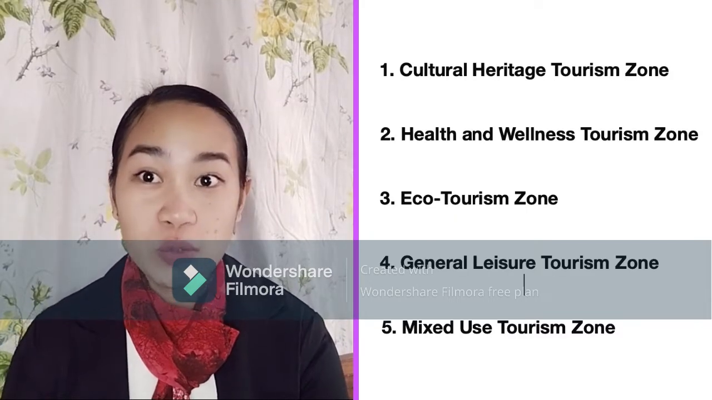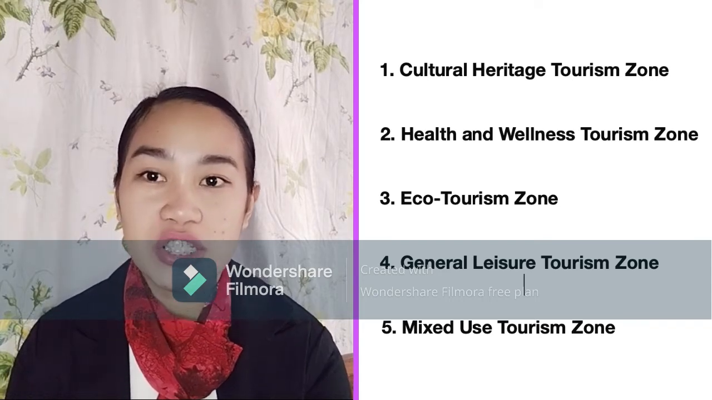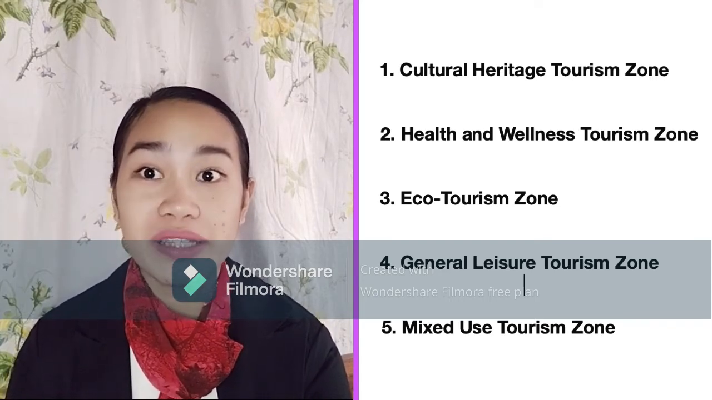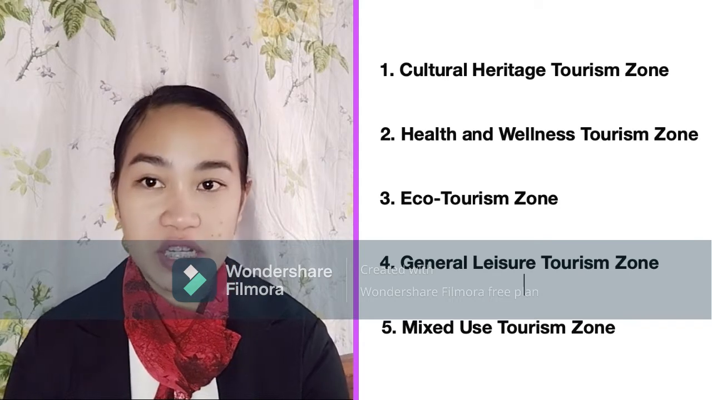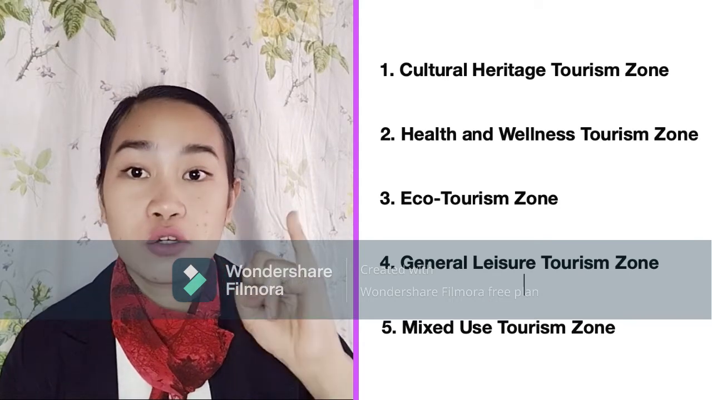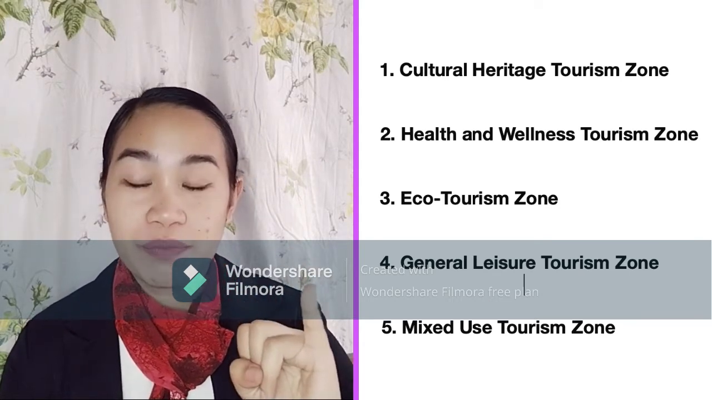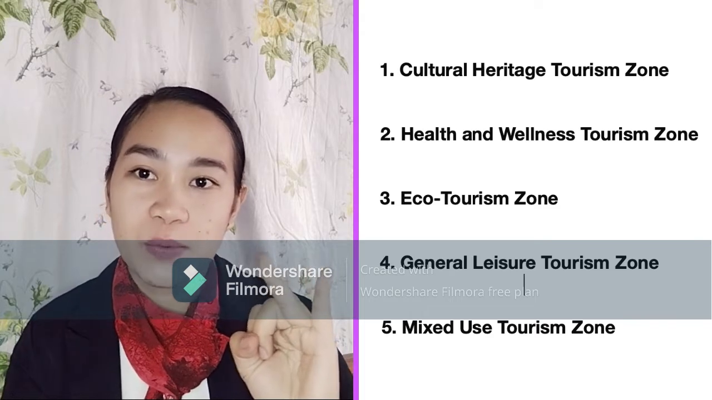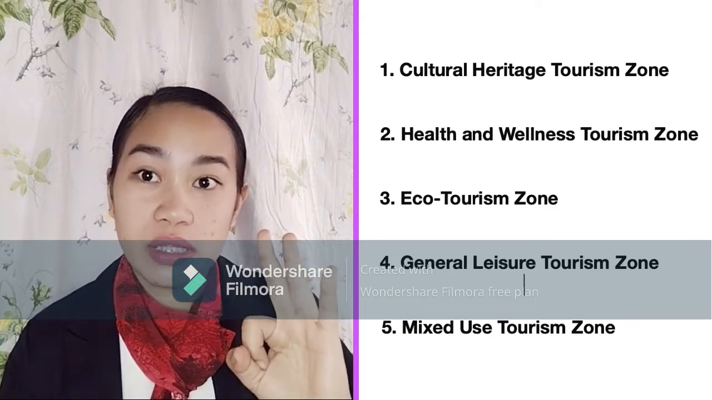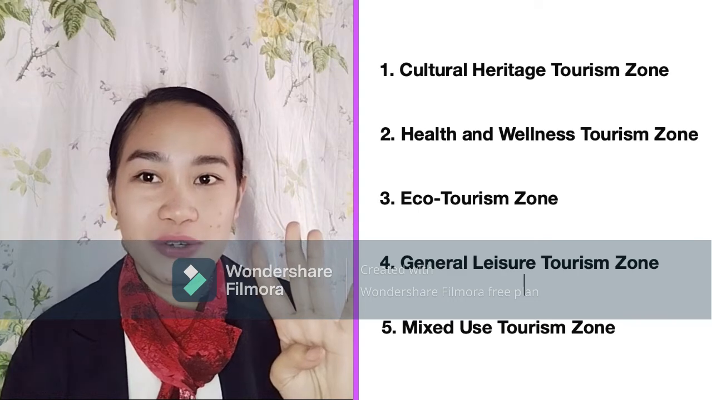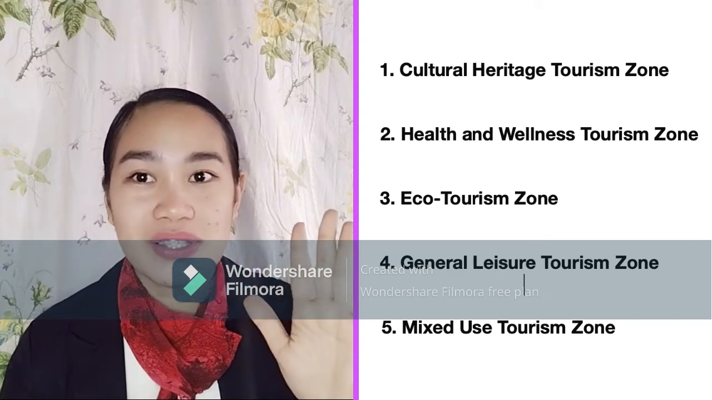At this point, we are going to tackle the classifications of Tourism Enterprise Zone, or TEZ. It is classified into 5: first, the Cultural Heritage Tourism Zone, Health and Wellness Tourism Zone, Eco-Tourism Zone, General Leisure Tourism Zone, and the Mixed-Use Tourism Zone.